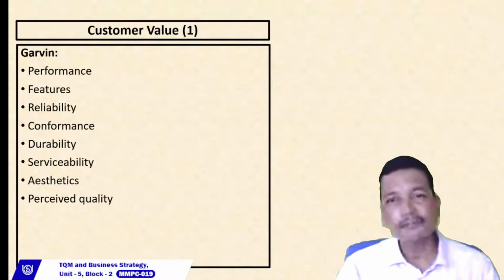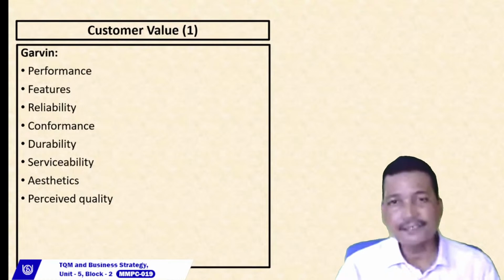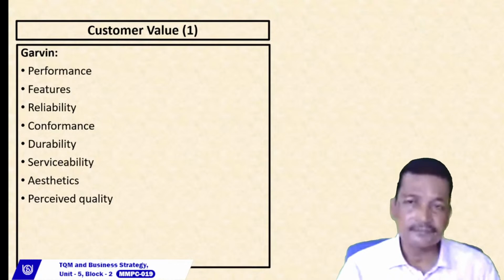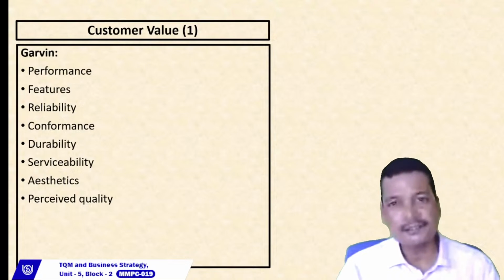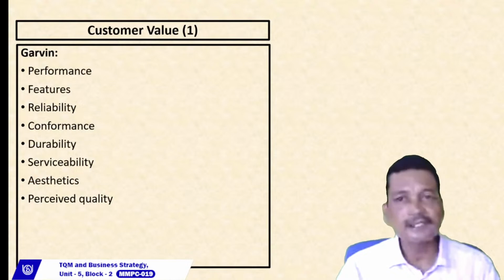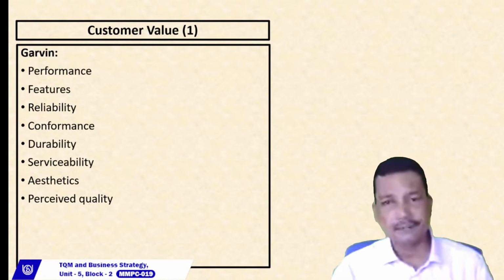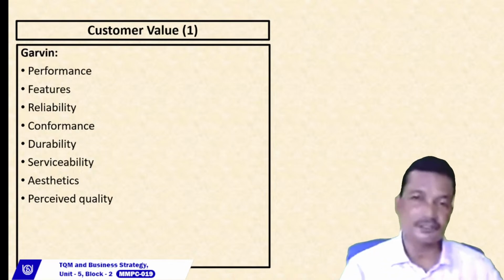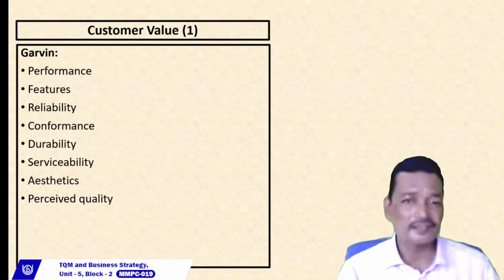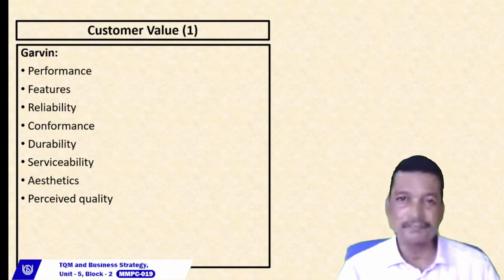Think about, we are going to purchase an LED TV. Immediately we think brand names like Sony or Samsung. Why does it happen? Because we have seen from other places, we have heard from other people that these brands are of very high quality. So it creates a perceived quality in the minds that also generates or increases the customer value. So these are the 8 different aspects as given by Garvin in order to enhance the customer value.